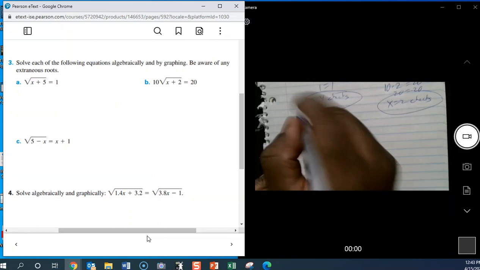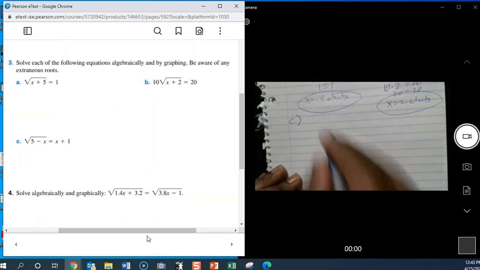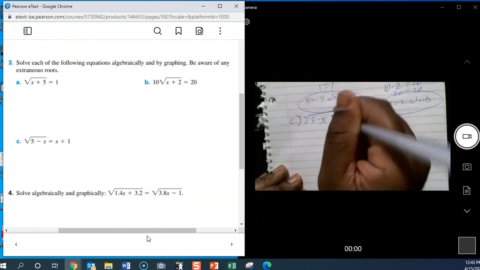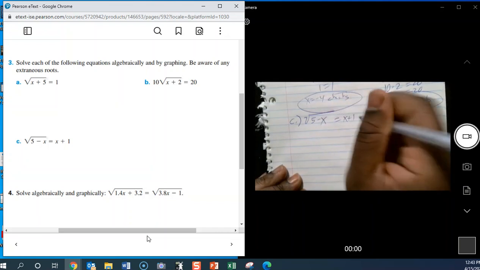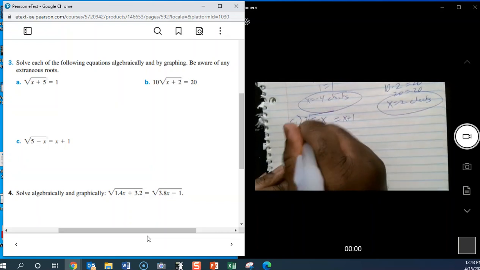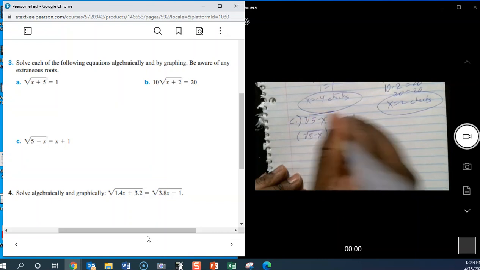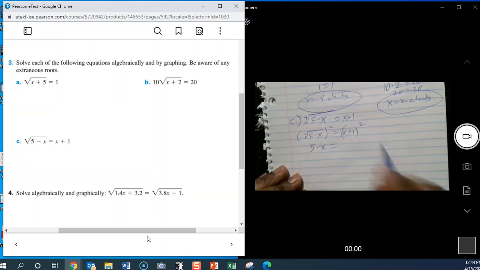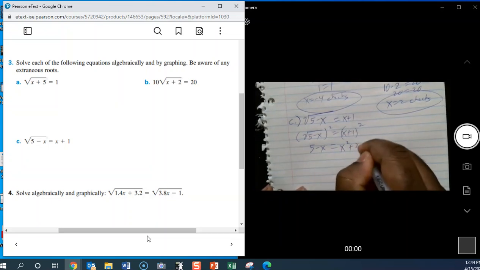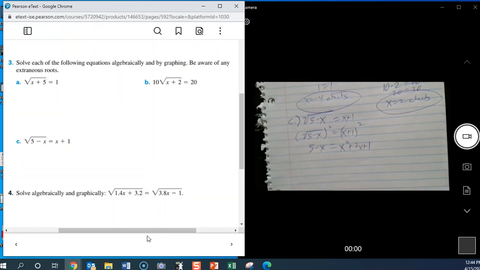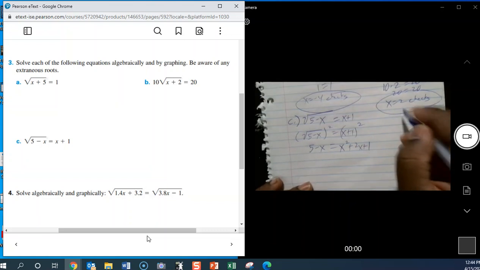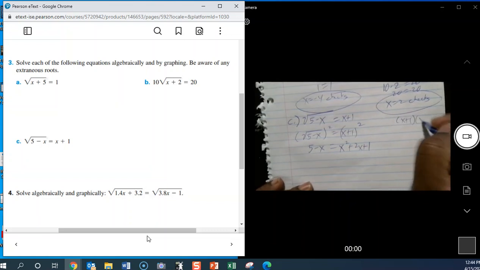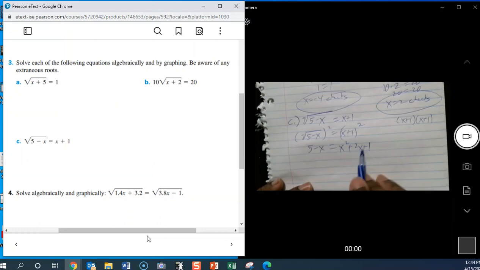So now we go to C. We have the square root of 5 minus x is equal to x plus 1. So we would square both sides. And this will give us 5 minus x is equal to x plus 1 in parentheses squared. We know that this factors out to x squared plus 2x plus 1. Now you can multiply that out, and just to give you a little jump start, you would do x plus 1 times x plus 1, and that will give you this here.